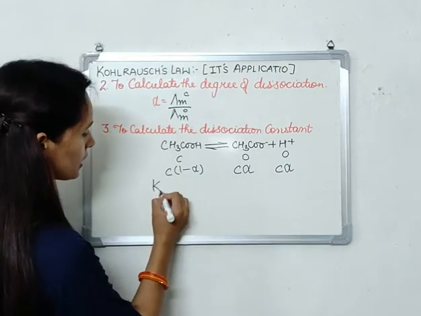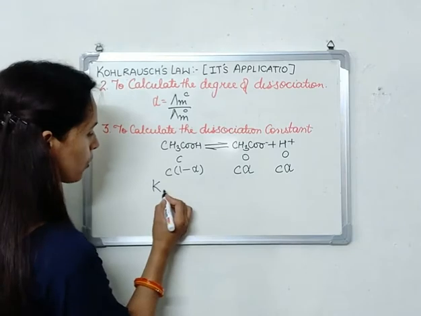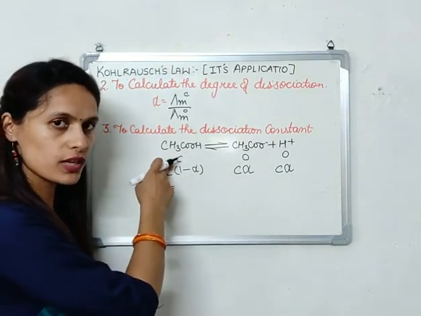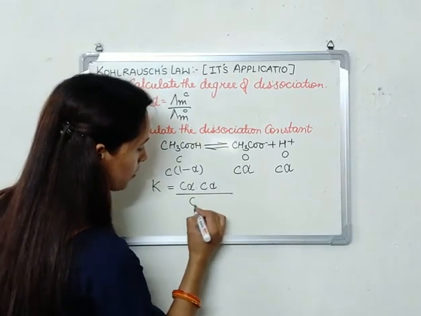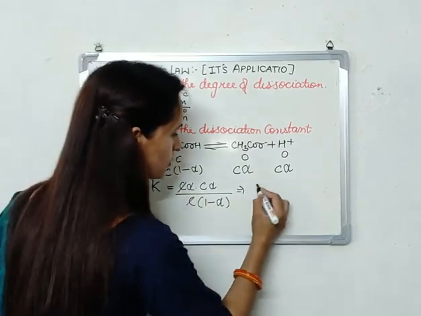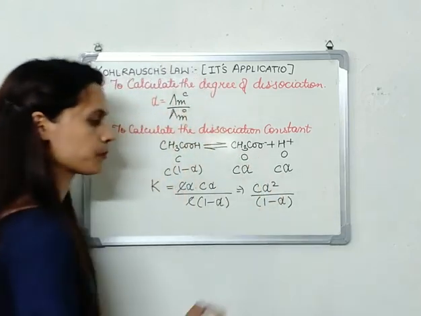Now if I calculate the equilibrium constant, which is known as the dissociation constant here, it equals the concentration of product upon concentration of reactant: C alpha multiplied by C alpha divided by C(1 - alpha). If I cancel C, it becomes C alpha square divided by (1 - alpha).